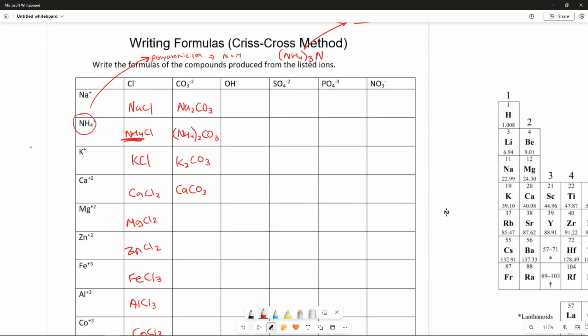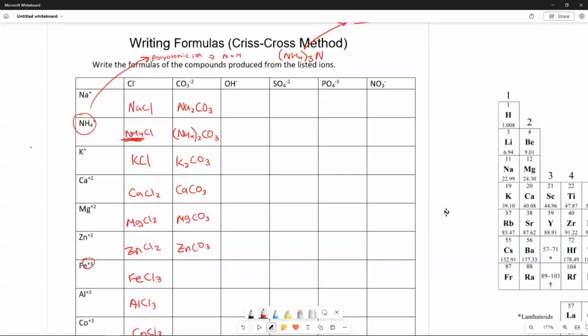CaCO3. Mg, 2 plus. Same deal with calcium, it has a 2 plus, and our carbonate has a 2 minus. So MgCO3. Same deal with zinc. Zinc 2 plus, carbonate 2 minus. One of each will cancel the charges, and we will have a net zero charge. And this will be it. Zinc carbonate, ZnCO3.